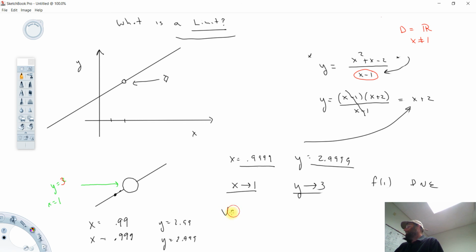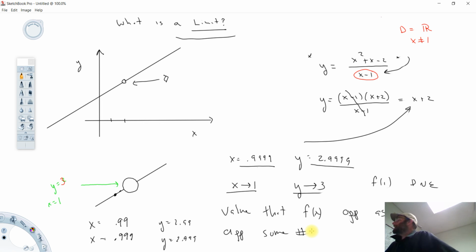A limit is the value that the function, f of x, approaches as x approaches some number. It's the value that a function is approaching as x approaches some number. And there's a little bit of language that goes with this. What we would say here is that the limit as x approaches 1 of f of x is equal to 3.